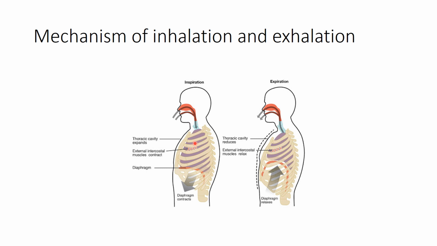And what happens at the time of exhalation? This diaphragm relaxes, and when it relaxes it moves up, and when it moves up you can see this chest cavity decreases in size, and because of that what happens? The volume decreases, and when volume decreases pressure increases here, and because of that all the carbon dioxide which is present here goes out or is released out. So this is the expiration.